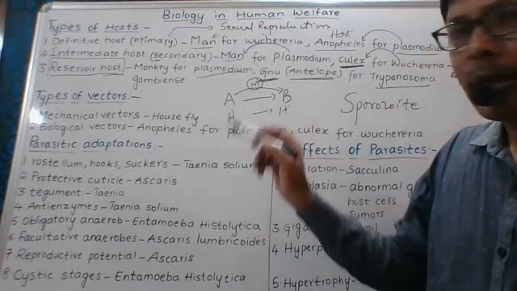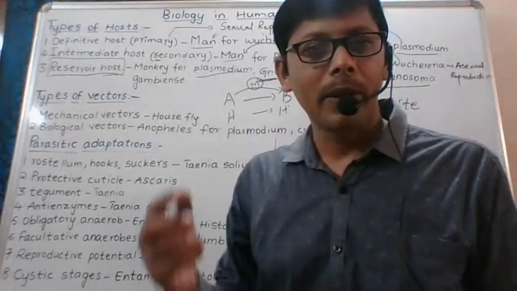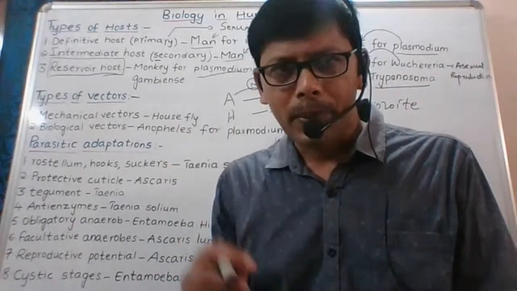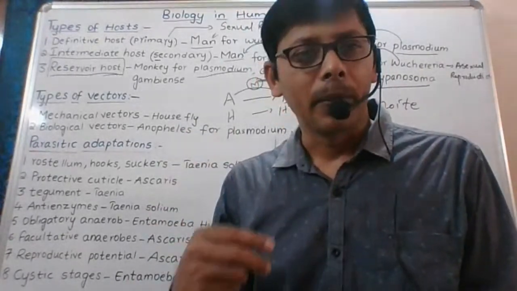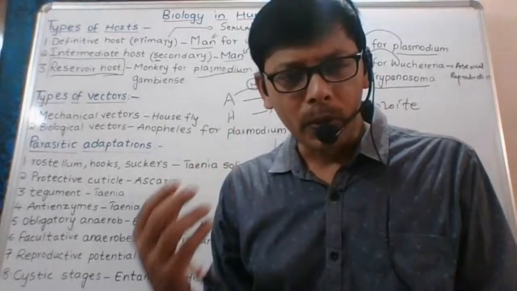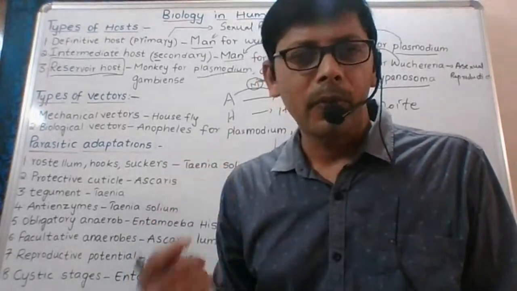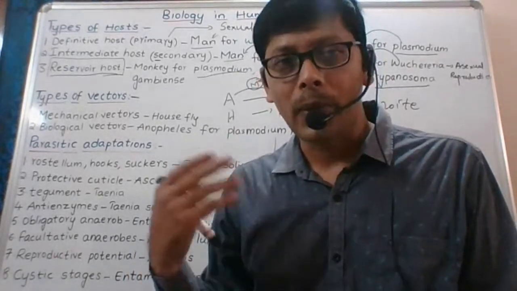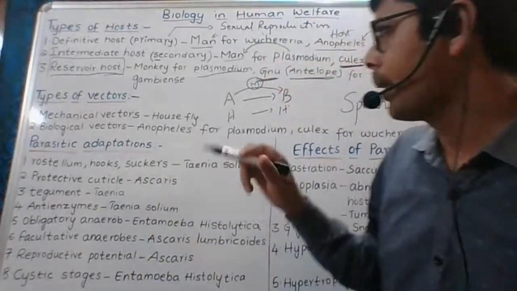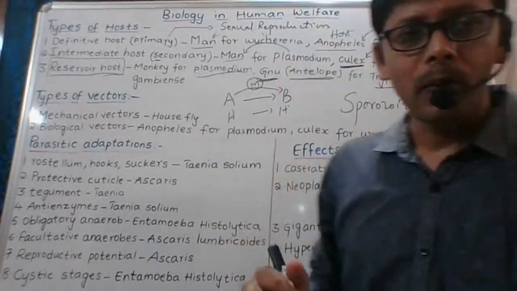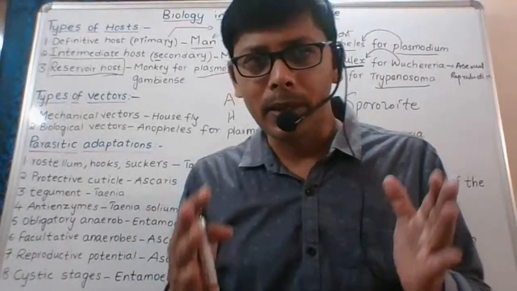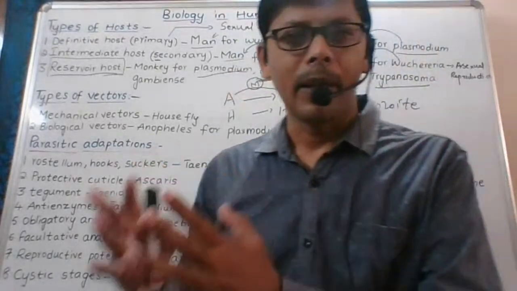From A to B the disease is carried by the mosquito. Sometimes it may be a housefly, a cockroach, a Culex mosquito, an Anopheles mosquito, or some other vector. Vectors generally transmit disease from one host to the other host.